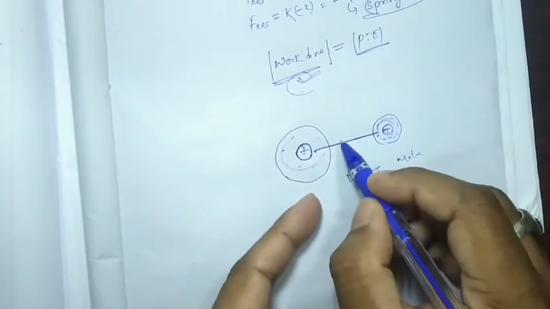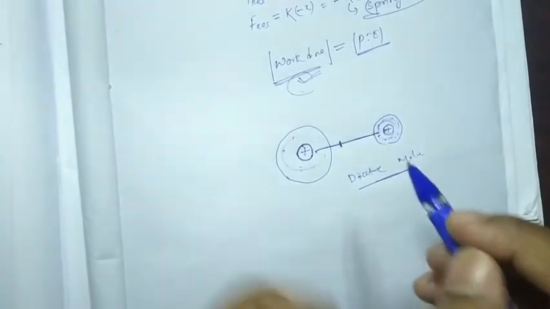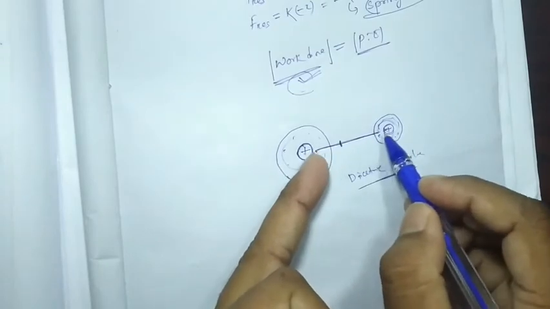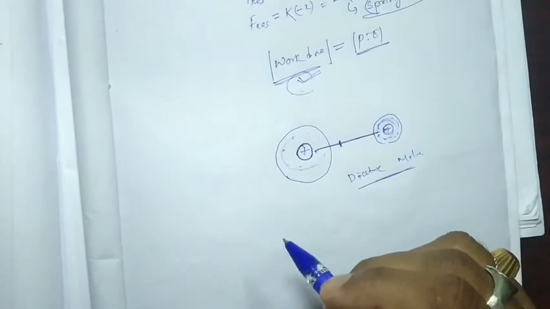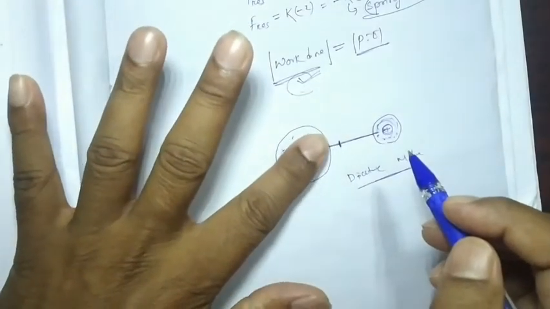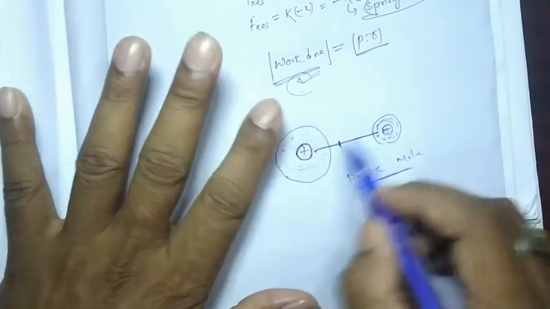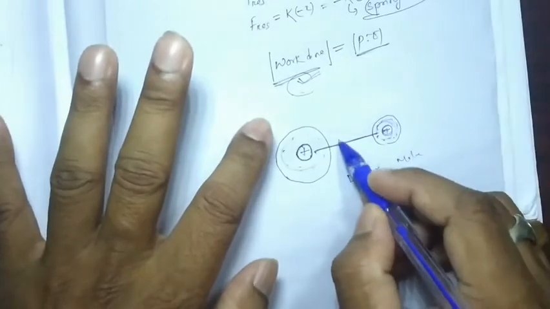That means if this is the center of mass of this diatomic molecule, then these two atoms are always vibrating about their mean positions. If I consider this to be constant, it will vibrate about its mean position, and if this is constant, both are vibrating about their mean positions.